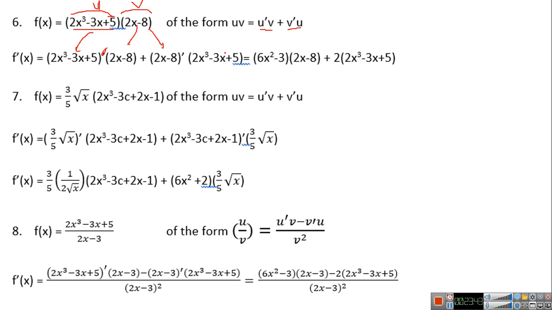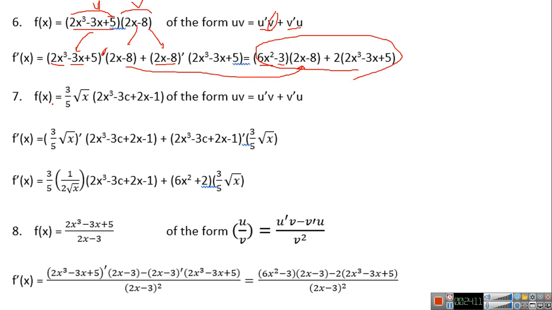So now I go for the prime only. The derivative of 2x cubed, we said 3 times 2 is 6, decrease the power by 1, so 6x squared. The derivative of minus 3x is minus 3. I write 2x minus 8 without derivative because here I don't have a derivative. Plus, I need to derive here. The derivative of 2x is 2. The derivative of 8 is 0. So 2 times 2x cubed minus 3x plus 5.